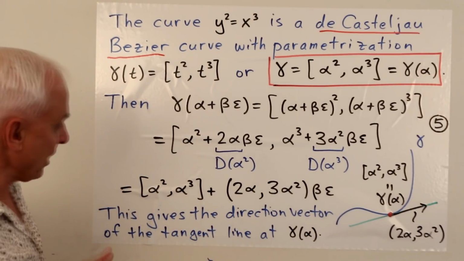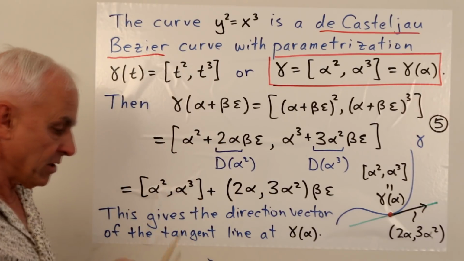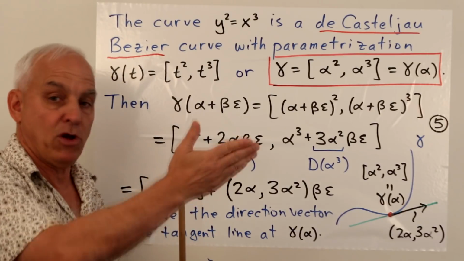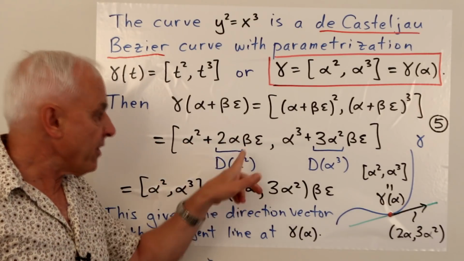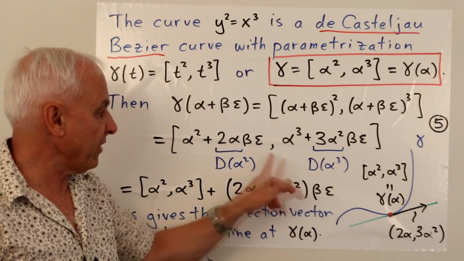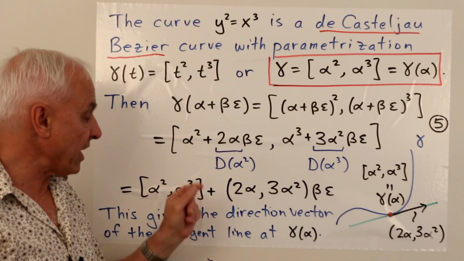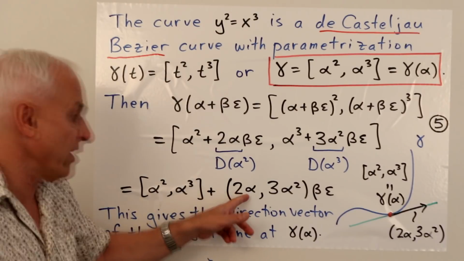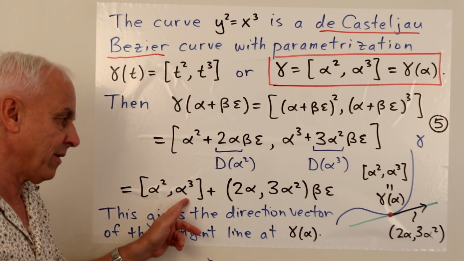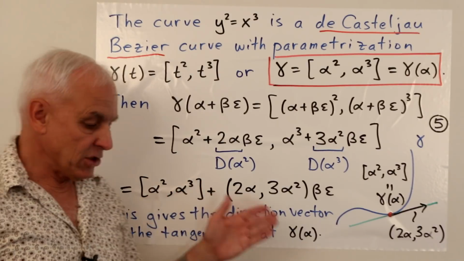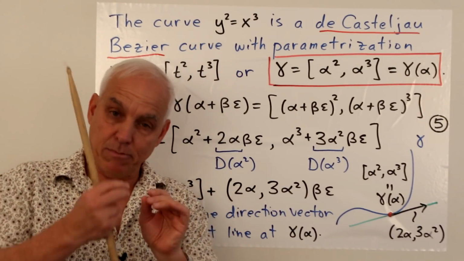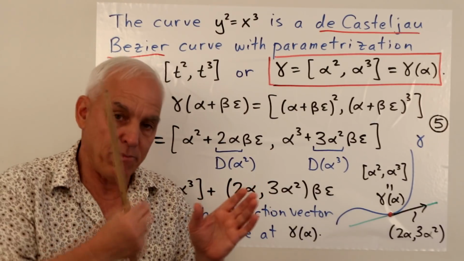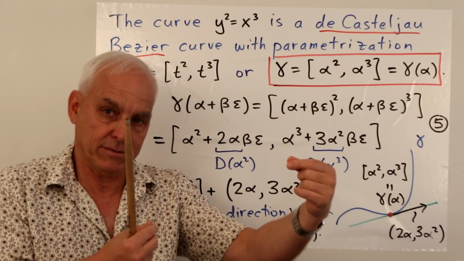Now we can think about this in a vector form. We can think of it as the point alpha squared, alpha cubed that we're starting with, plus a multiple of a certain vector. The multiple will be beta epsilon, because that's the common feature, and the vector will have components 2 alpha and 3 alpha squared, which are just the derivatives of these things. I like to use the notation that in the affine plane we represent points with square brackets and vectors with round brackets, and we are allowed to add a point and a vector to get another point.